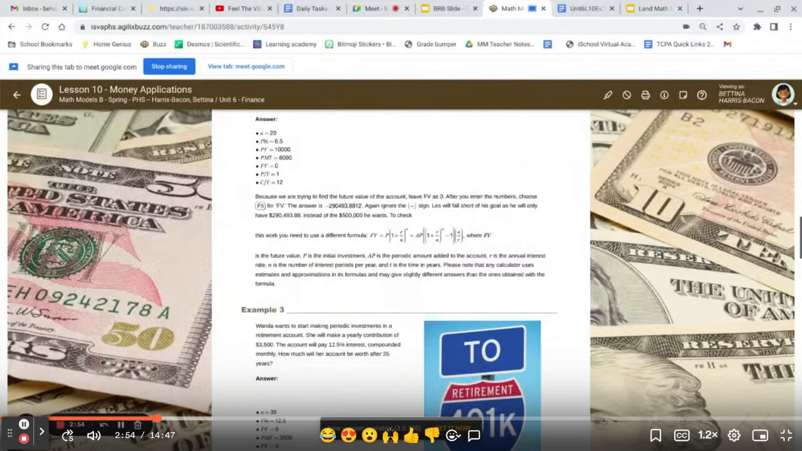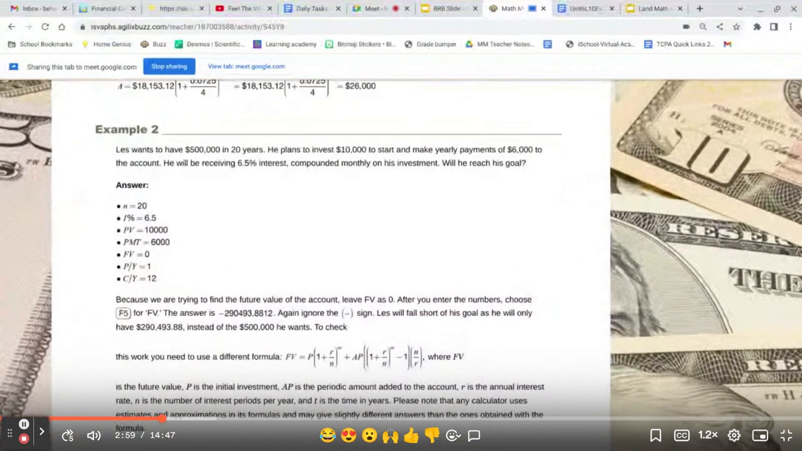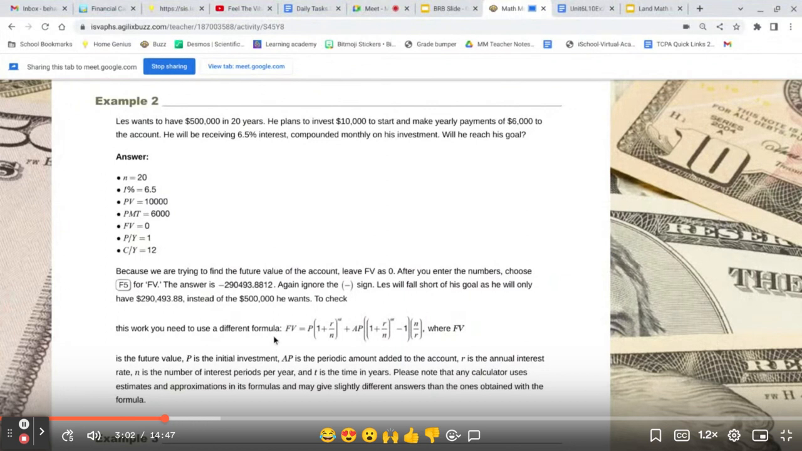Okay, so on this assignment here, they give us a couple of examples, and I wanted to show you. Like I was working example number 2, okay? Now notice here in example number 2, I'm just looking at numbers because I'm trying to make the video quick, but the answer here, see this, negative 290. So basically they say Les will fall short of his goal and he will only have $290,493.